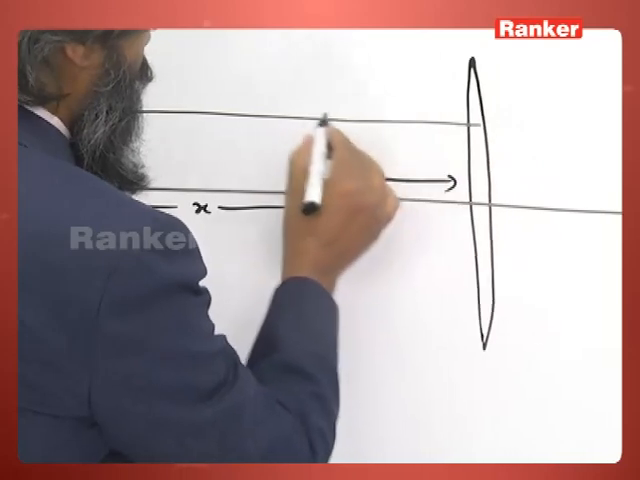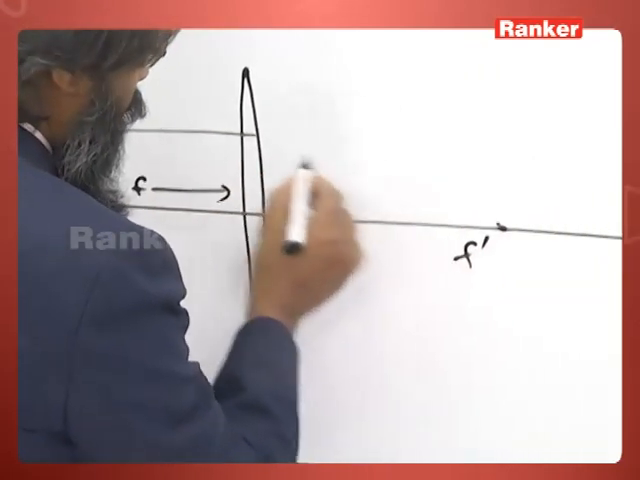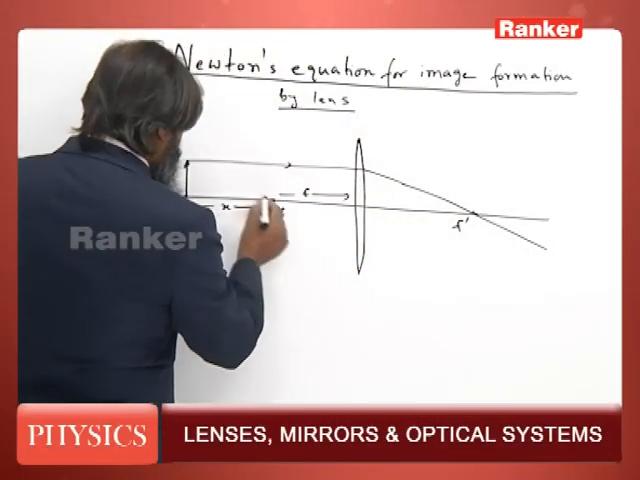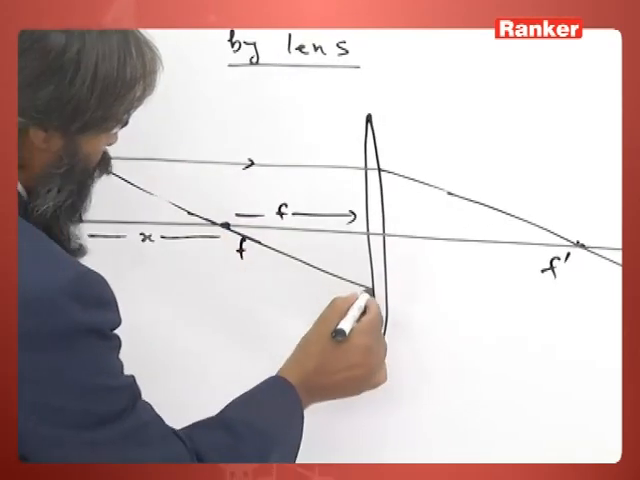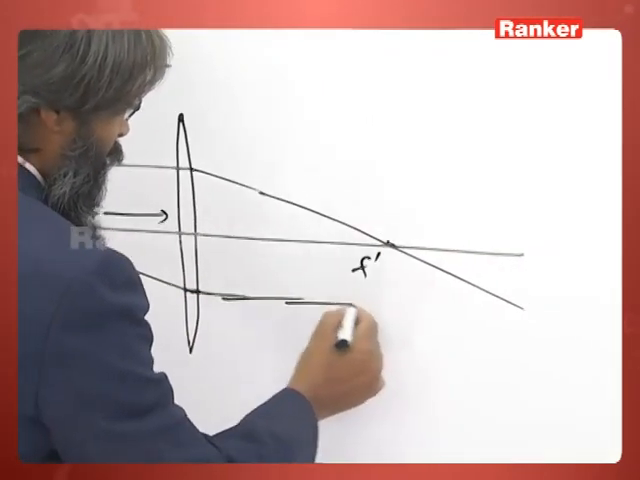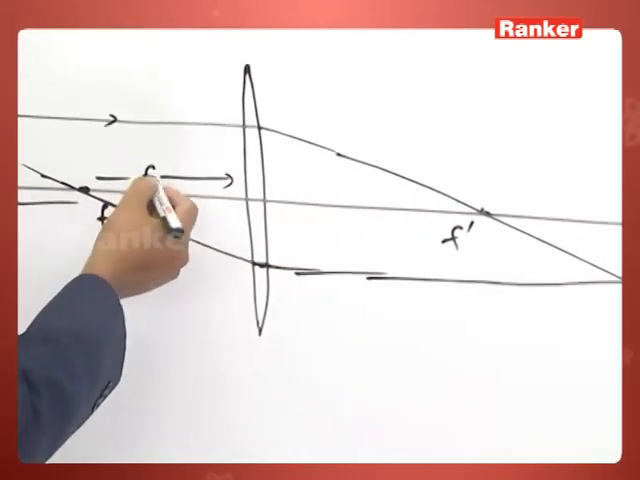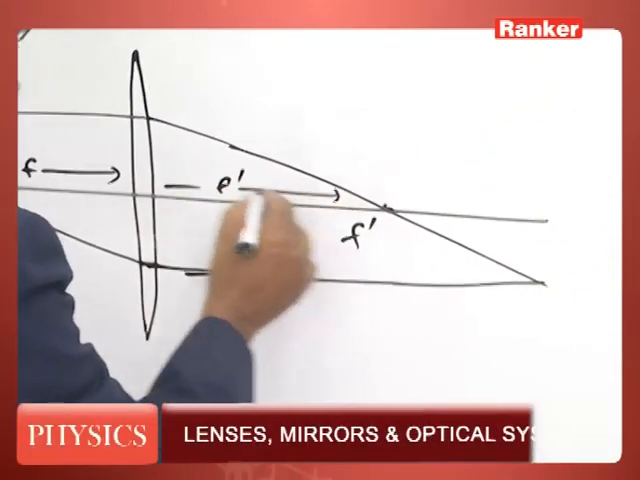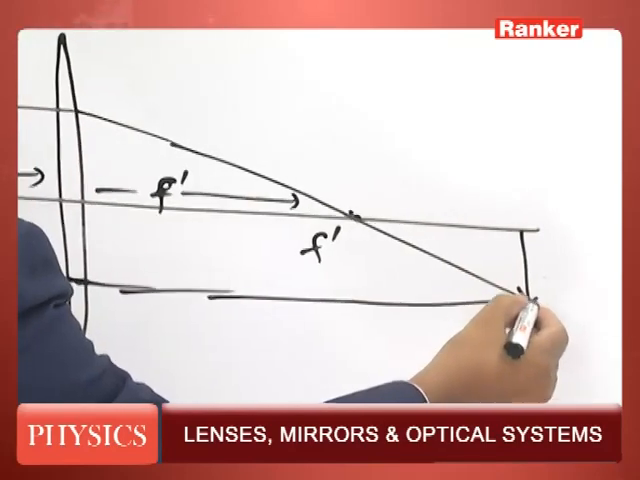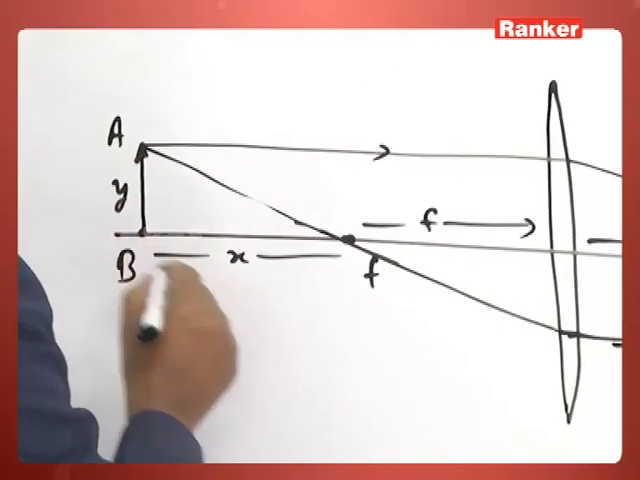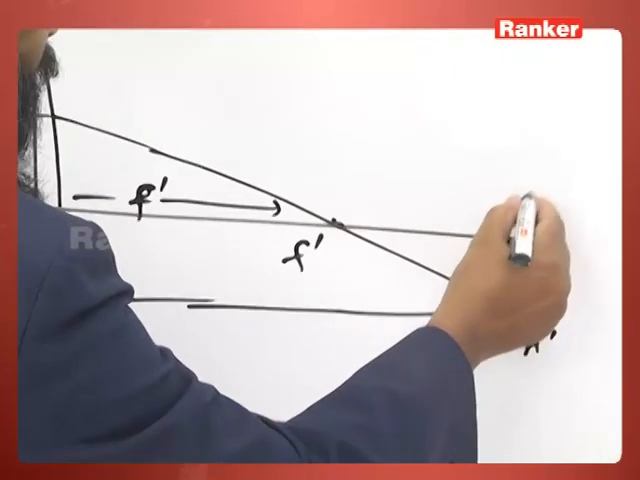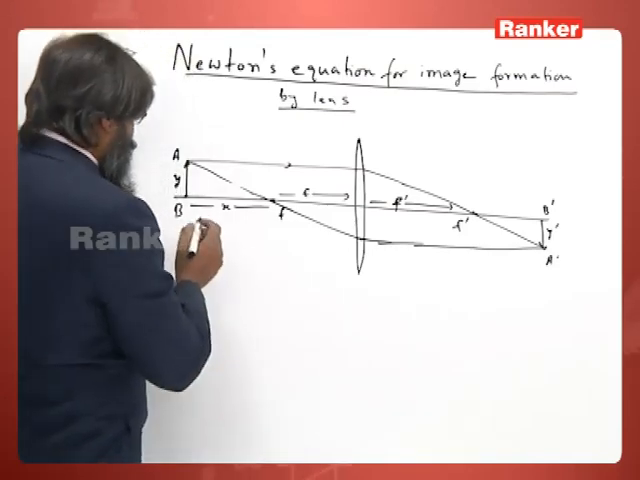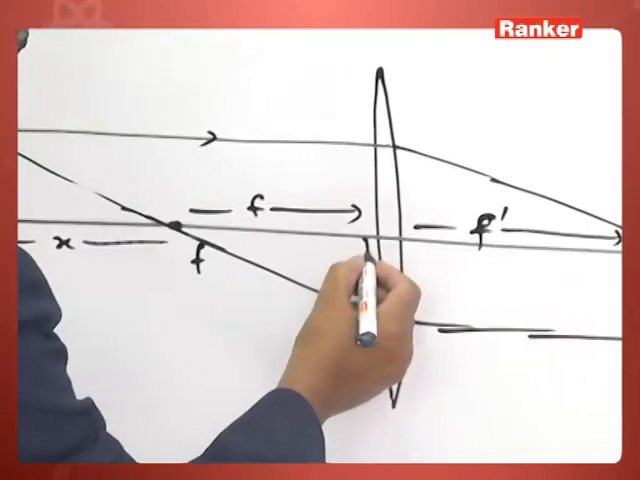So, any ray parallel to this passes through this focus here like this, and any ray passing through this will become parallel, because any ray parallel will meet at this side the focus. So, this is F, this is F dash, and this distance will be also F dash. This is the image, this is AB with height y, and this is A dash, B dash with height y dash.